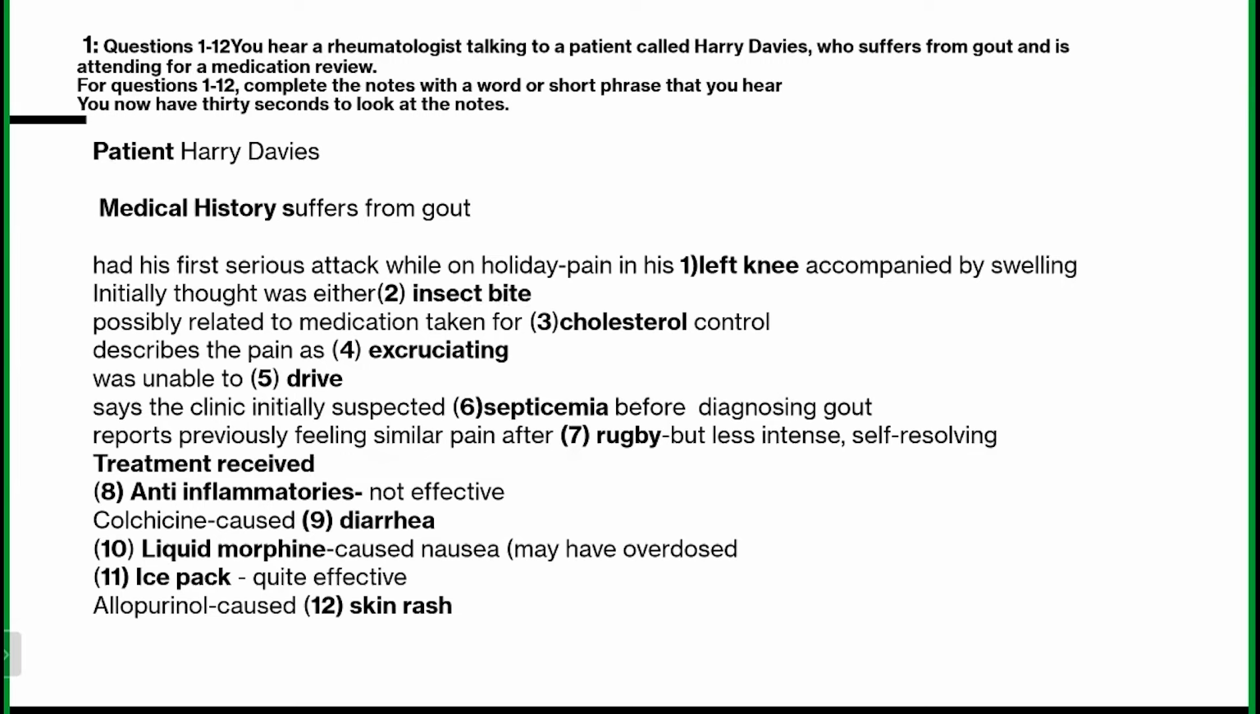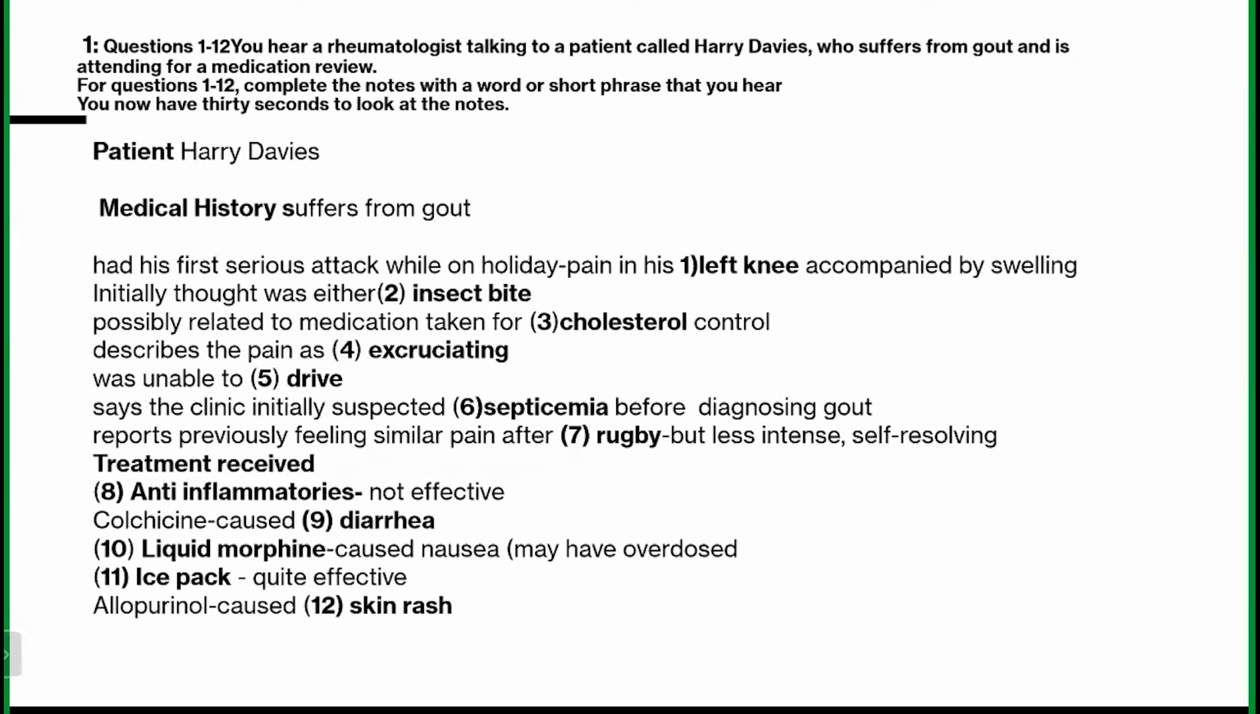And the fifth answer is drive, the sixth one is septicemia, and the seventh one is rugby. You can write playing rugby, or you can write rugby. The answer must be rugby. If you are writing without the word playing, it doesn't matter. The answer should be rugby. Rugby is nothing but a kind of football.